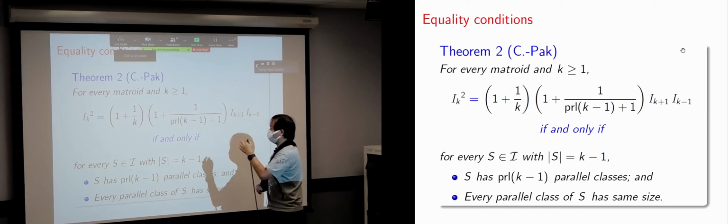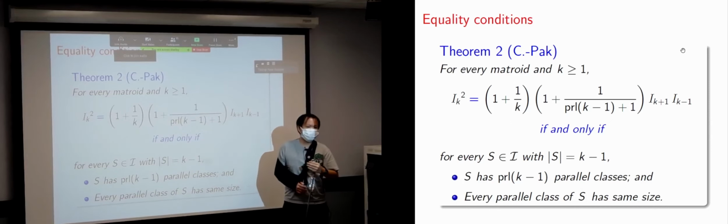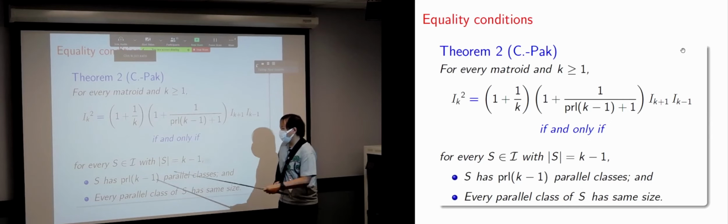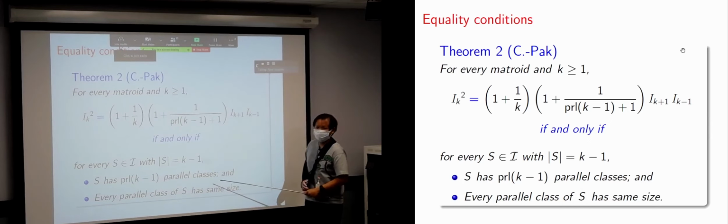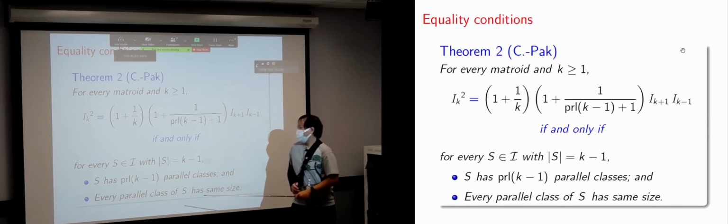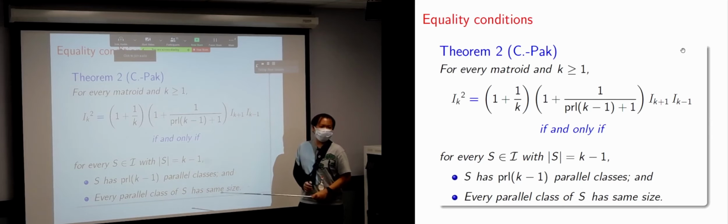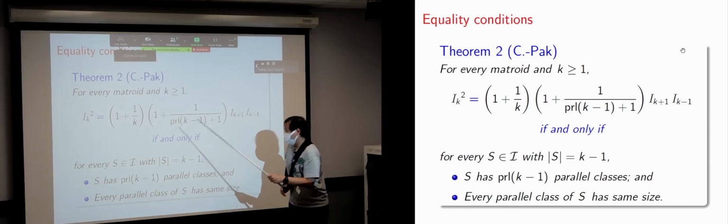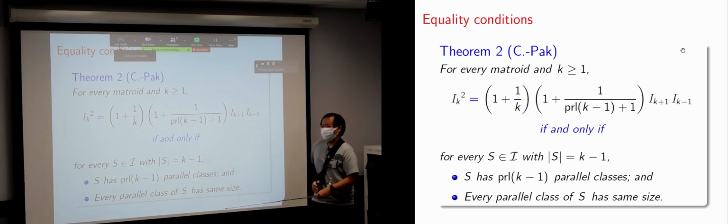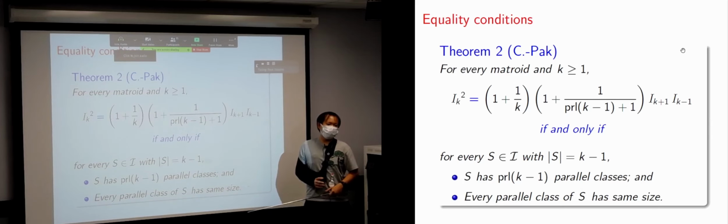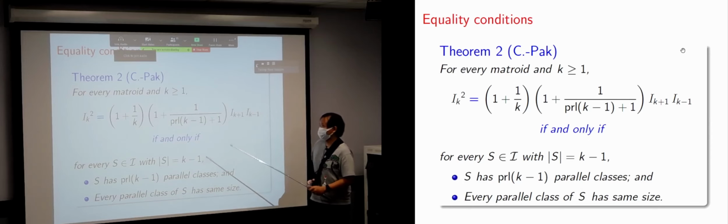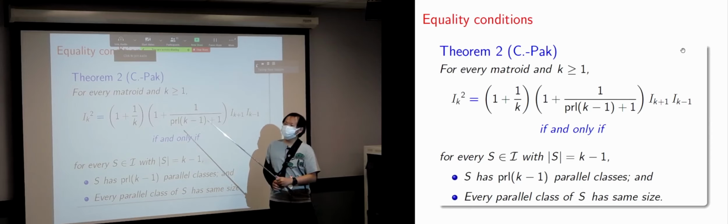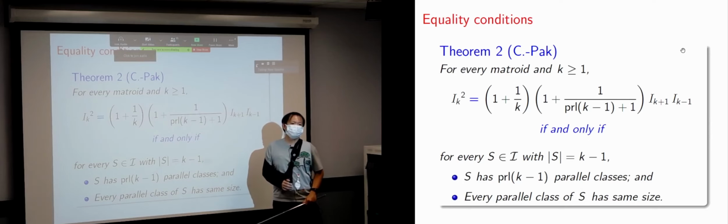In the idea of matroid, this condition is the same as saying that your matroid is as symmetric as possible. In the sense that for every independent set S of size k minus 1, this S has the number of parallel classes equal to the parallel number of k minus 1, the largest number possible. Not only that, every parallel class of this S has the same size. That is what we mean by as symmetric as possible in terms of matroid, in terms of this Mason's log-concave inequality.